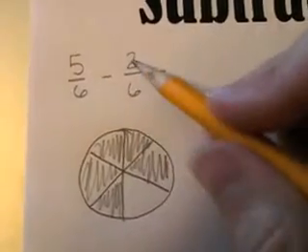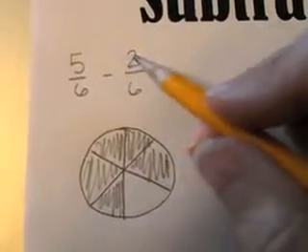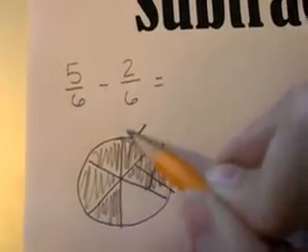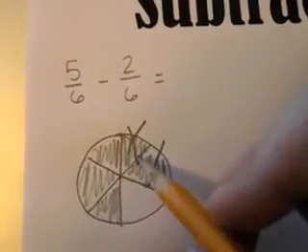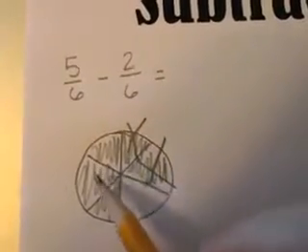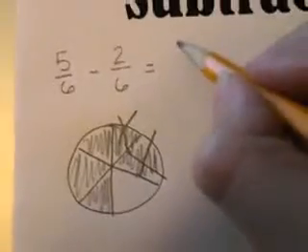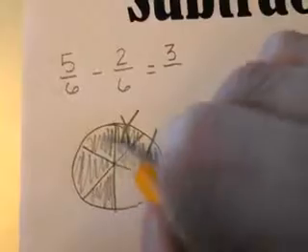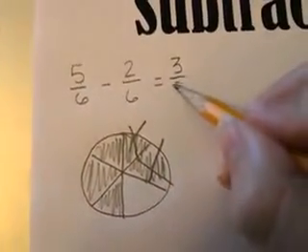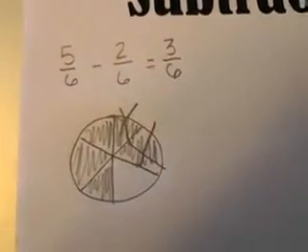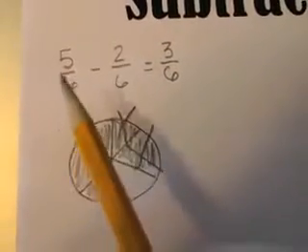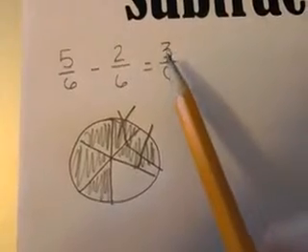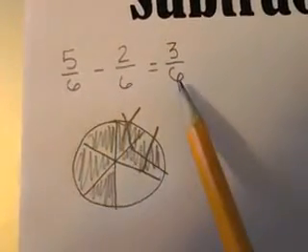And subtract 2/6 means I'm taking away 2 of those pieces. So I take away this one, I take away this one. And so we're left with, if you look at the picture, 1, 2, 3 pieces, but it's still broken up into 6 parts. So 3/6 of the pizza pie. If we look back at our problem, 5 minus 2 is 3, and we never subtract the denominators.